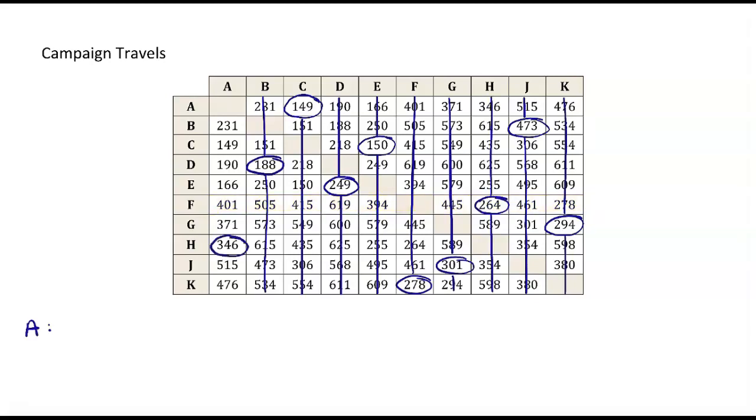Now we've used the nearest neighbor algorithm from vertex A. This route has a total distance of 2,543 miles. Now that we've done this process for vertex A, we need to repeat the process beginning at every single vertex. I will do a few here and leave the rest for you to finish.